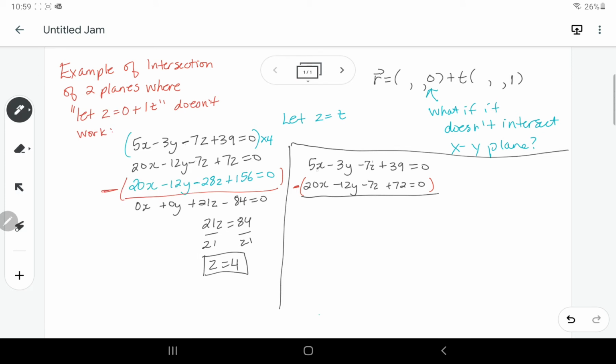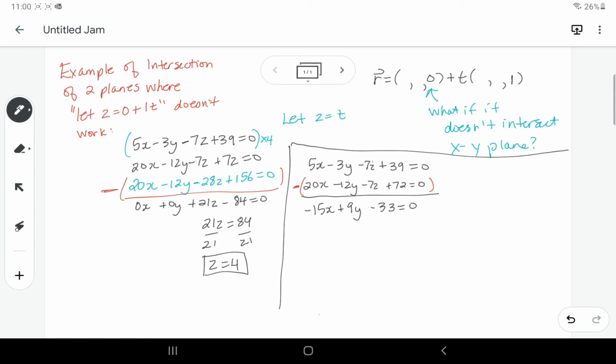So here I'm going to do 5 minus 20 in the x's, so I get negative 15x. And then negative 3 minus negative 12, or plus 12, is plus 9y. The z's will be eliminated. And then I have 39 minus 72 is negative 33 equals 0. So we can see that this is just a line in R2, but it's not on the XY plane, it's on the plane z equals 4. So it's 4 units moved up from the XY plane.